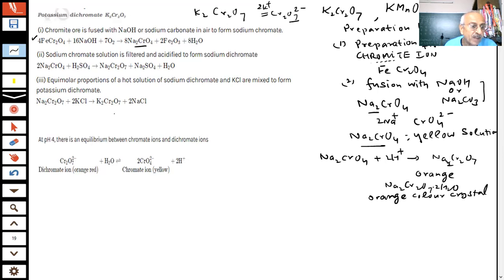The sodium dichromate is more soluble than potassium dichromate. So therefore, we prepare it by reacting with potassium chloride. What will be the result of this? Orange crystals of potassium dichromate crystallize out. Orange crystals of K2Cr2O7 will be formed, student. We can obtain orange colored crystals of potassium dichromate.